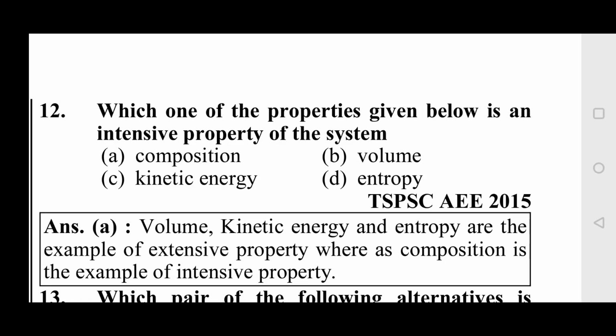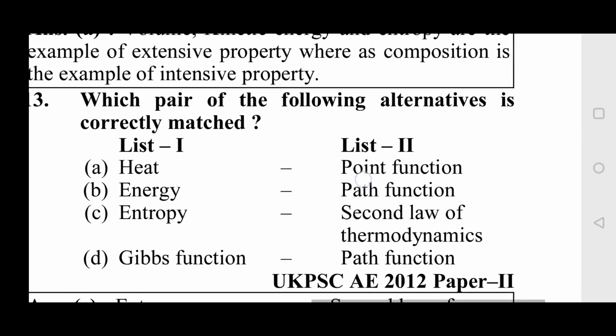Which one of the properties given below is an intensive property of the system? Intensive property means independent of mass. Volume, entropy, kinetic energy, these three are extensive properties. Okay, and A. Answer is A, composition. So volume, kinetic energy, entropy are examples of extensive properties, whereas composition is an example of an intensive property. Next, move to the next question.